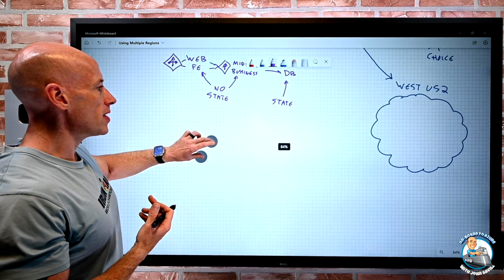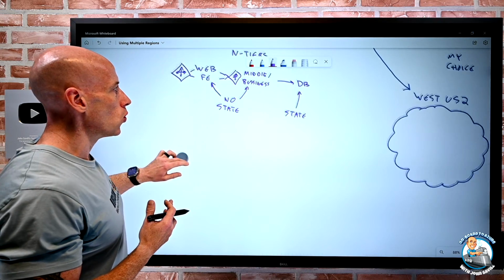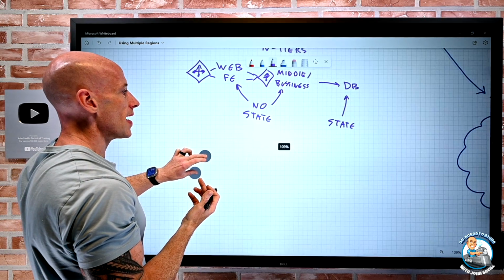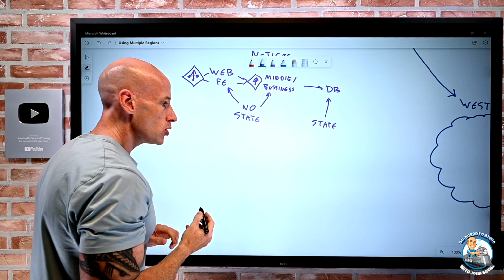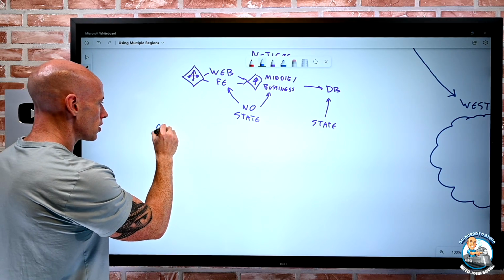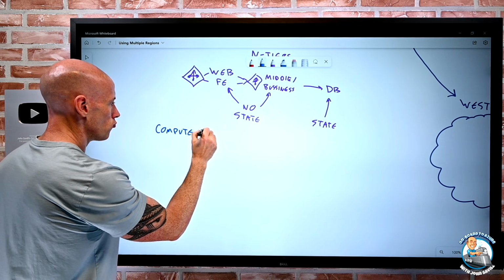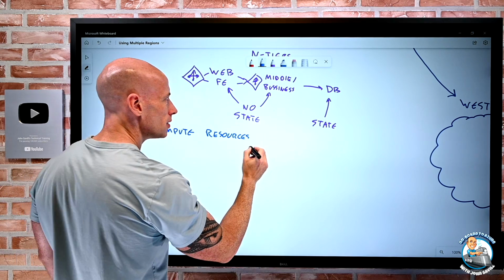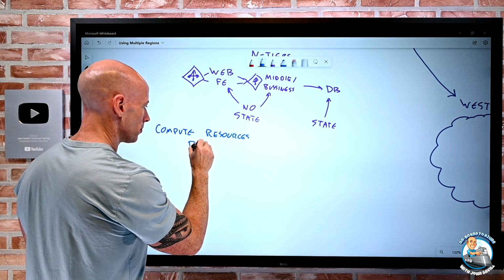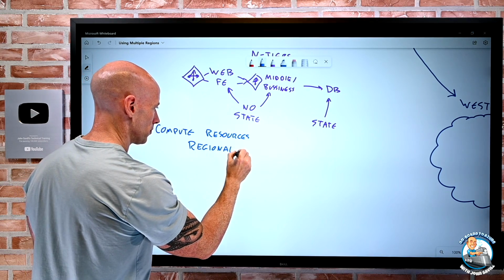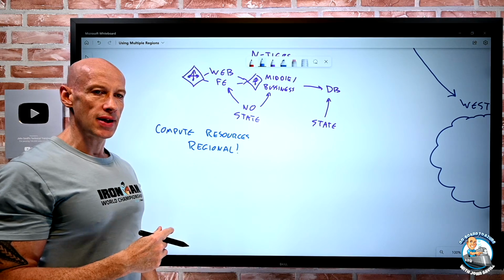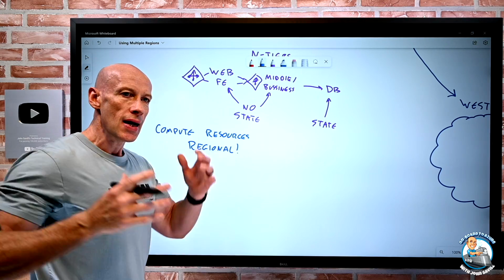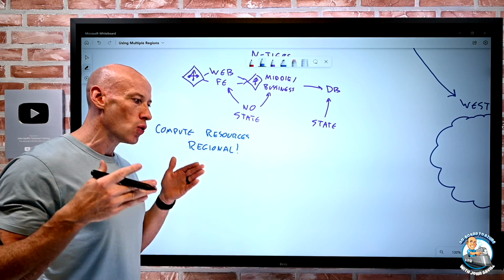So if I'm thinking multi-region, how do these things all come together? These are really compute. These are primarily compute resources that we have for these tiers. So if I think about compute resources, maybe there's an exception, but these are regional. I don't create a virtual machine scale set that scales regions. I don't create an AKS cluster that scales regions or an app service plan that scales regions. Compute resource is deployed into a region.